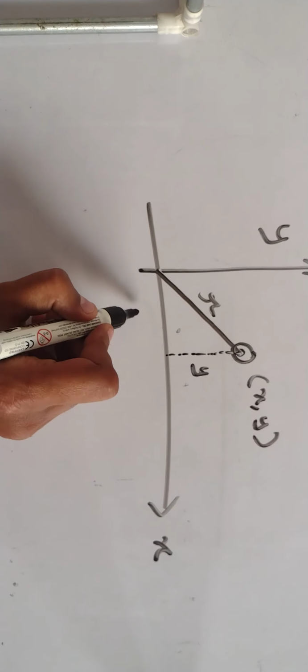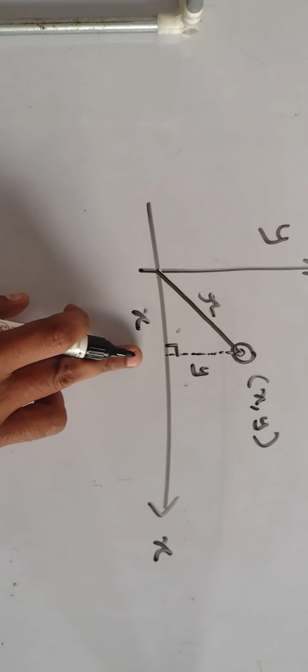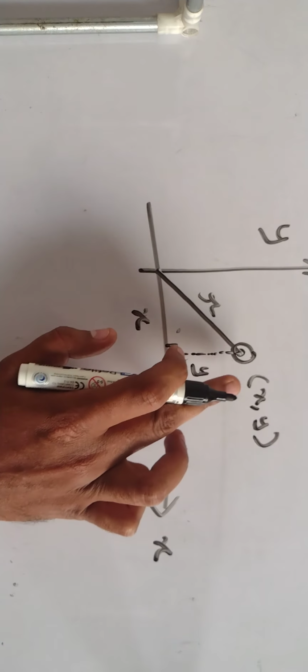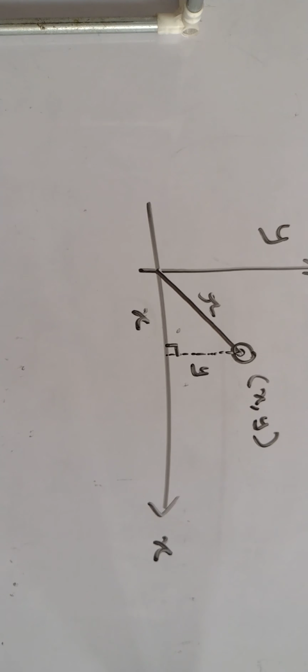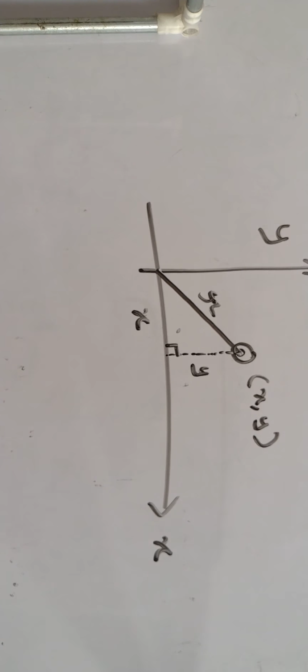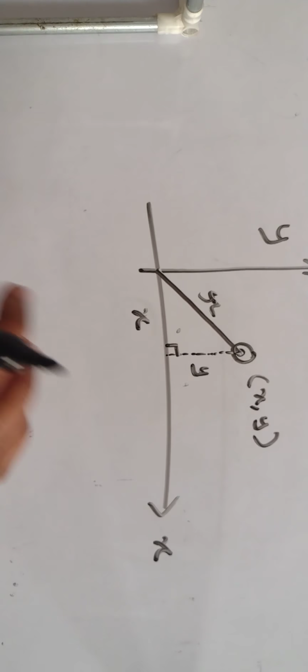This distance will be x, and this angle, if I am dropping a perpendicular, will be a 90 degree angle. So I am getting a right angle triangle. Are you following it? In a right angle triangle, you can use the Pythagoras formula. You know the Pythagoras formula very well: hypotenuse square is the summation of the squares of the other two sides, right?